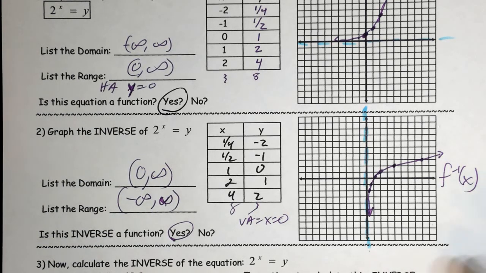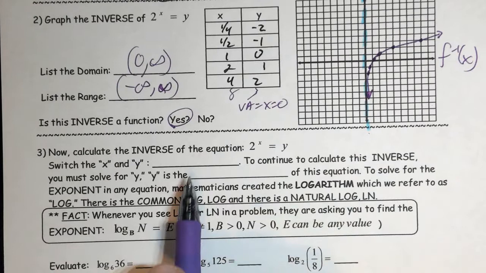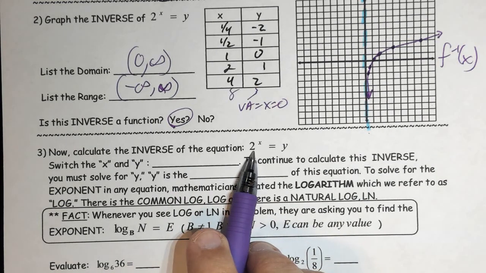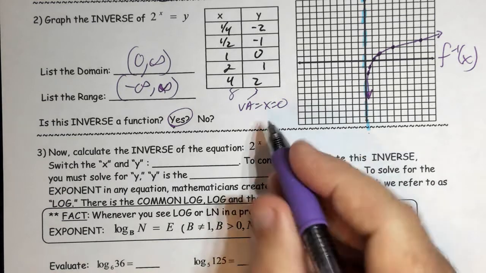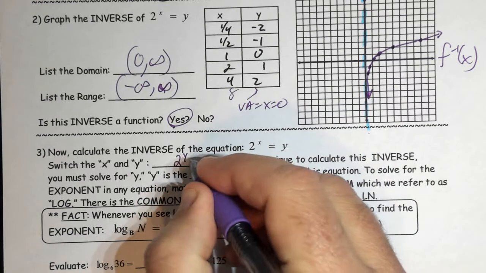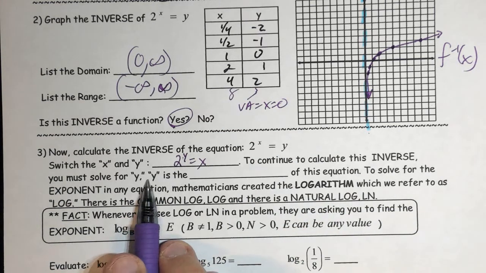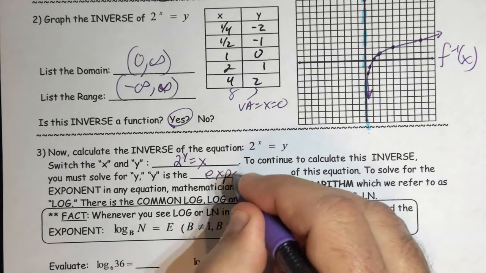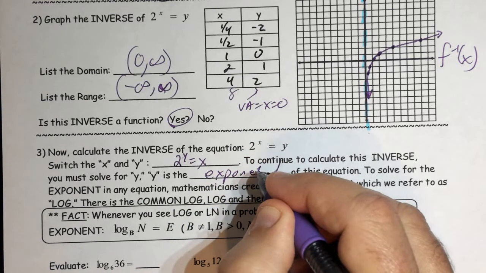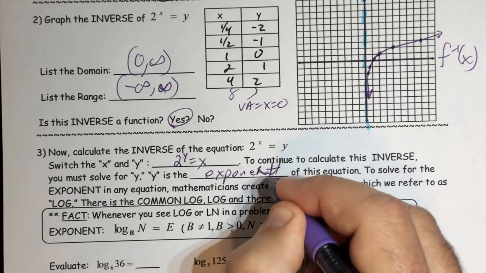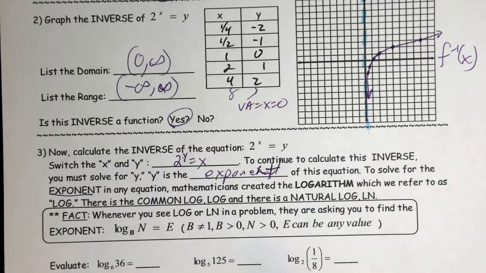And since it's a function, this is now the inverse function. So if I can find the inverse graphically, I should be able to find it through algebra. So let's look at finding the inverse through algebra. Here's my original exponential. We're always supposed to switch the x and y. So if I switch the x and y, we'll have 2^y is equal to x. Then to calculate the inverse, you have to solve for y. Notice the y is now in the exponent.